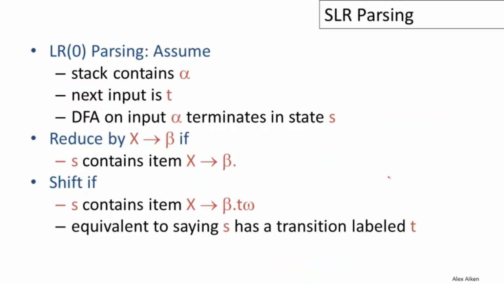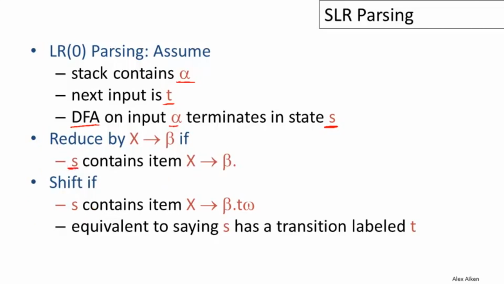The first thing we're going to do is to define a very weak bottom-up parsing algorithm called LR0 parsing. And the basic idea here is that we're going to assume the stack contains contents alpha and that the next input is token t, and that the DFA, this is the DFA that recognizes the viable prefixes, on input alpha, that is when it reads the stack contents, terminates in some state S. And there's only going to be two things that this parsing algorithm needs to do.